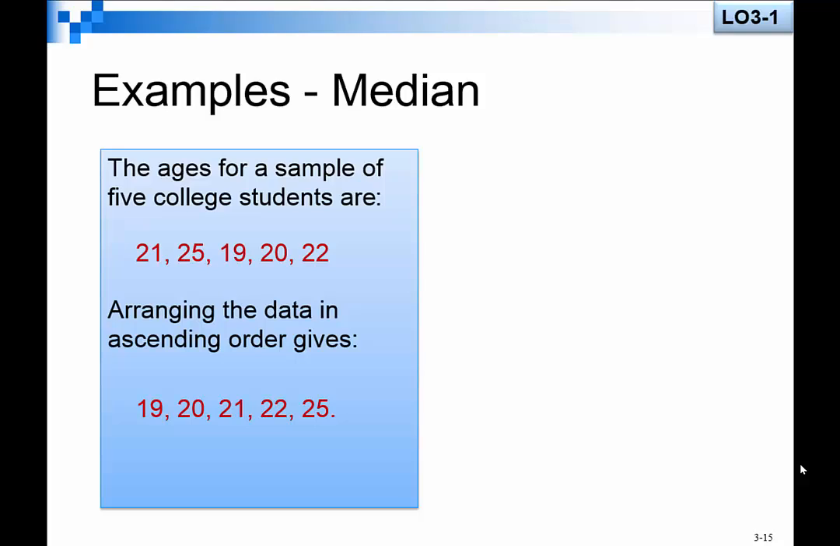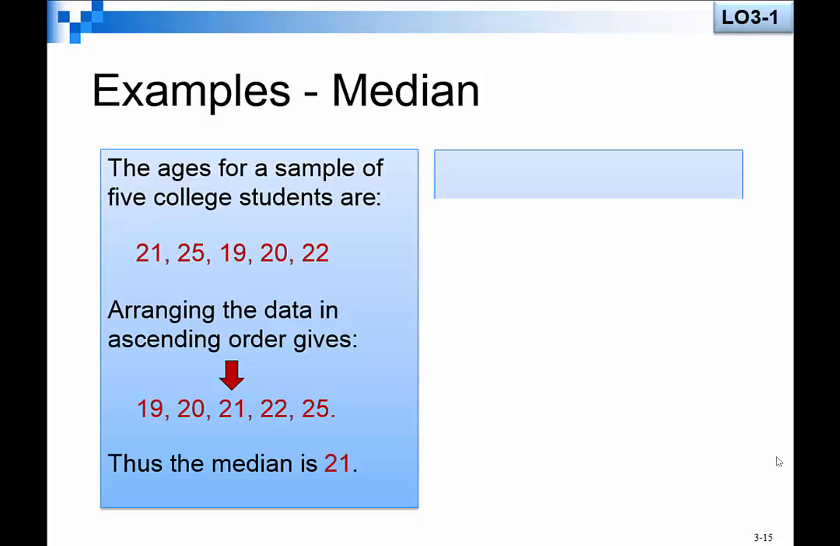Now when we have an odd number of data points, the median is much easier to find. It's just our very middle number. So you can see that the middle number there is 21. We have 2 numbers below it, 2 numbers above it. The 21 is the median.